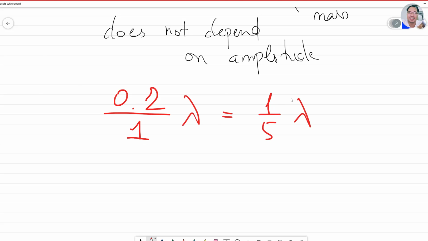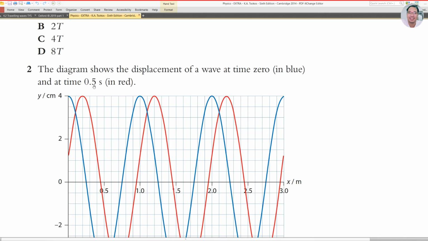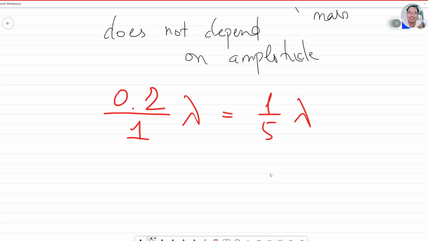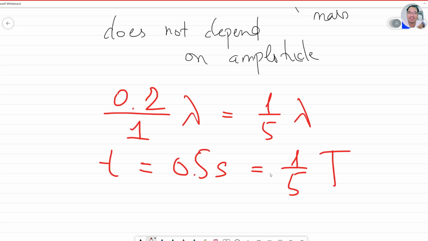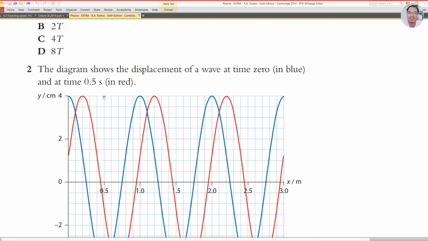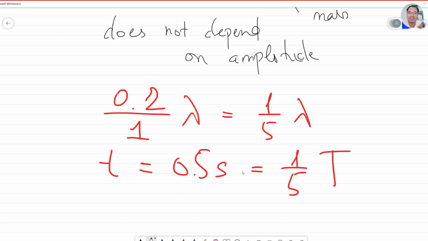So the time 0.5 seconds here is 1/5 of the period. The time 0.5 seconds is 1/5 of the period. The wave moves by 1/5 of the wavelength. The period is 0.5 times 5, 2.5 seconds. And the wavelength is 1 meter.